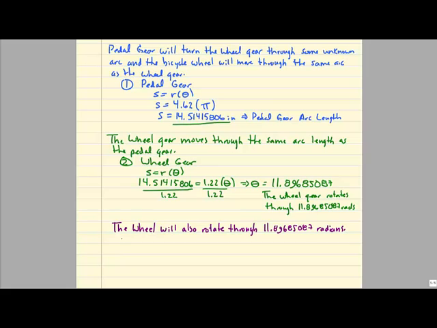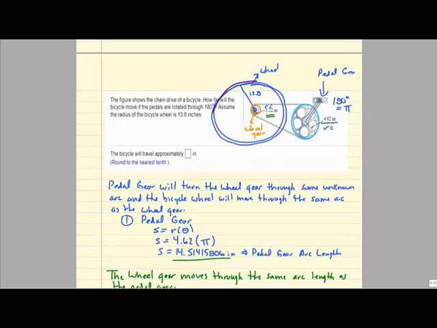Okay, so this would be step 3 then. We start with S equal, okay, this is the wheel, not the wheel gear. So S equal R theta. S in this case, I'm trying to figure out, is the arc length. R is the radius of the wheel, and that is given to us as 13.8.